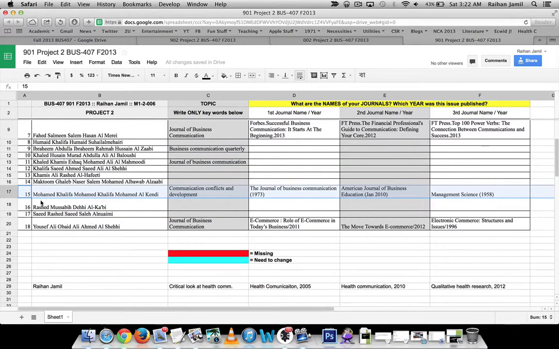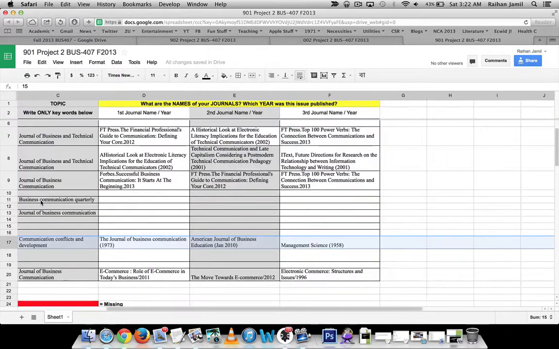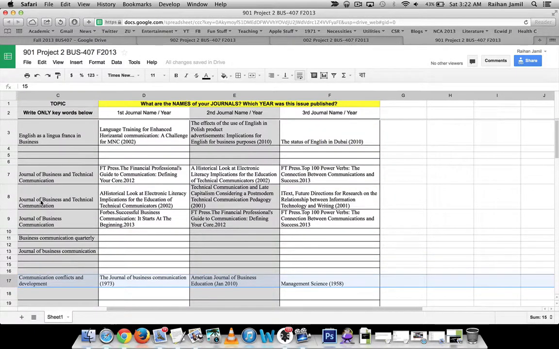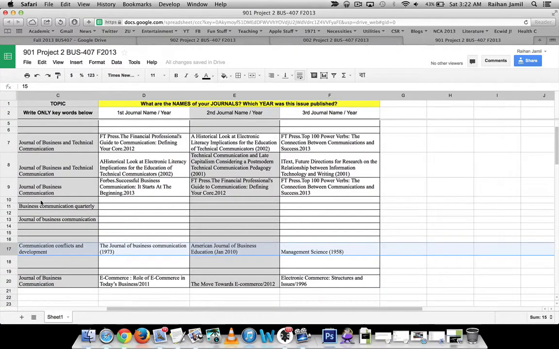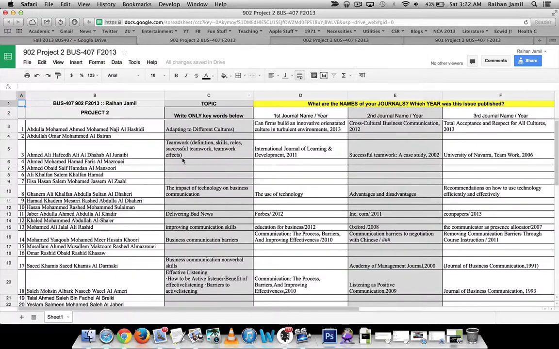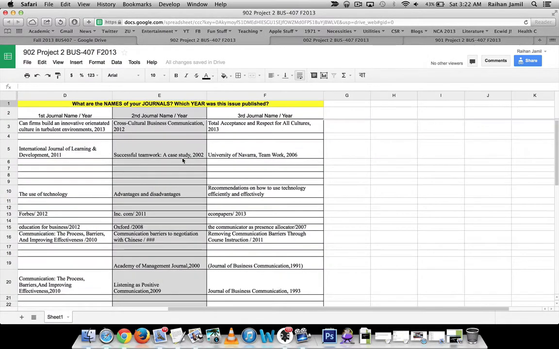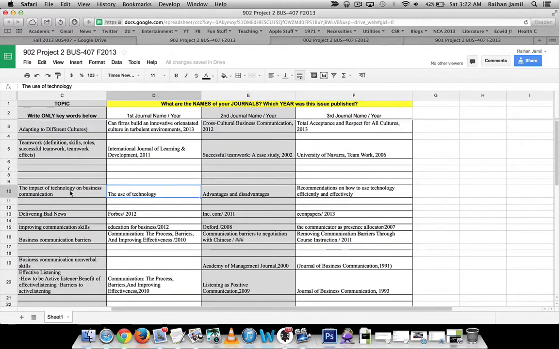Let's look at something else. Instead of the name, let's see what I'm seeing, what I'm not asking for. I am seeing journal name, the use of technology. Is this the name of a journal? No, it is not. So if the topic is impact of technology, I need the name of a journal here. I am seeing use of technology. That is not the name of a journal.